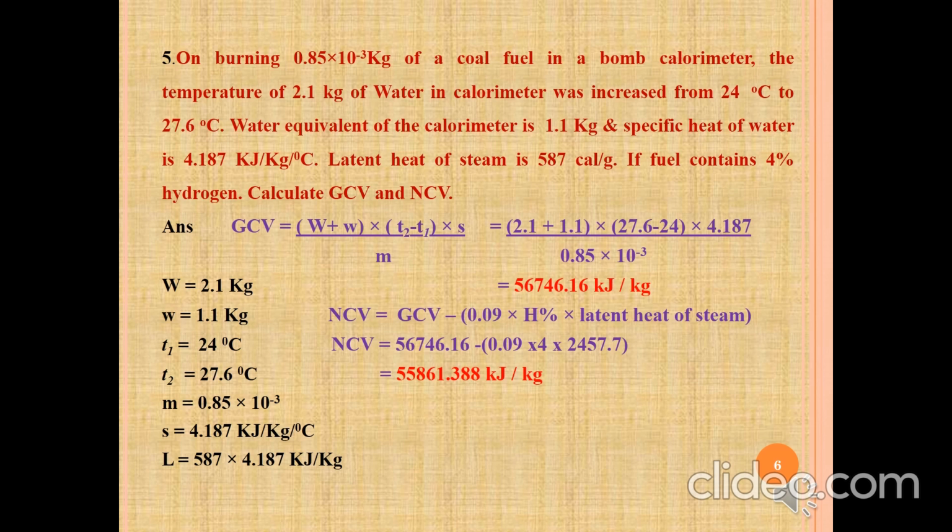Next, to calculate NCV, the formula used is NCV equal to GCV minus 0.09 into percentage of hydrogen into latent heat of steam, which is given by 56,746.16 minus 0.09 into percentage of hydrogen, that is 4, into latent heat of steam, which is 2457.7. So we are getting NCV as 55,861.388 kilojoules per kg. So this is the final NCV value.